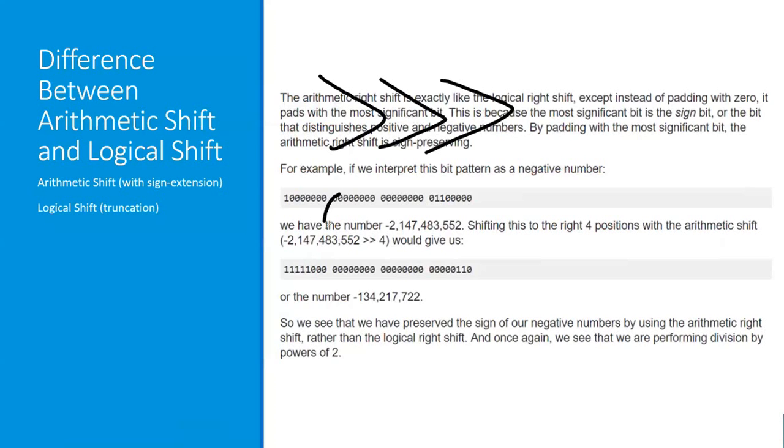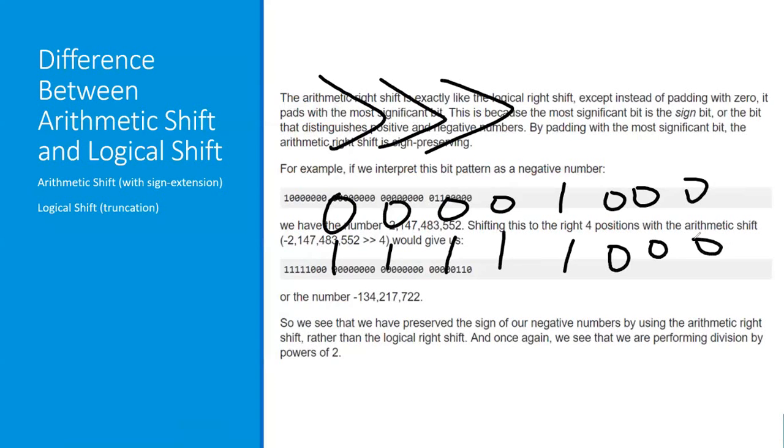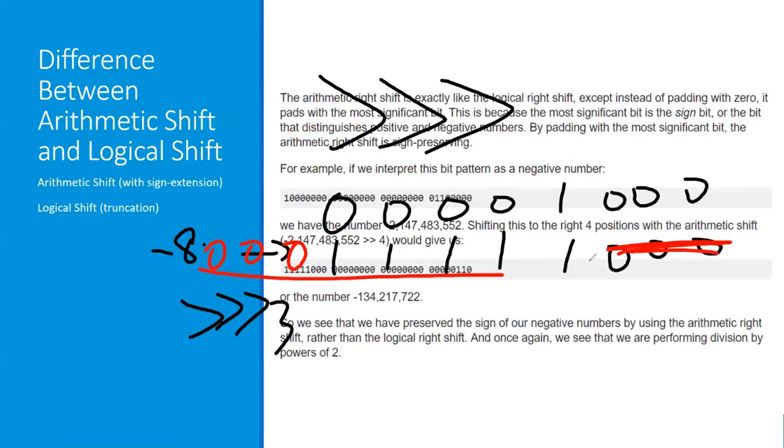So basically, if you have 0, 0, 0, 0, 1, 0, 0, 0, right? Your 2's complement is 1, 1, 1, 1, 1, 0, 0, 0. This one is minus 8, right? And then you do logical shift. So say you shift by 3 bits. What will happen is you take 3 bits out, and you pad 3 zeros in front.